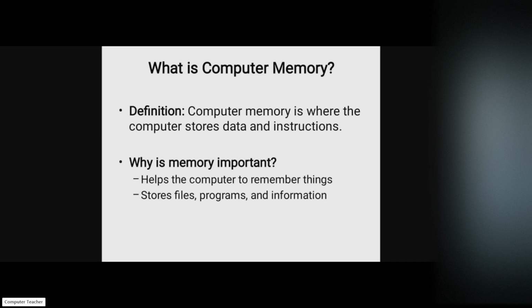Okay. Then we are moving to, why is memory important? It helps a computer to remember things. As I said earlier, it remembers things and stores files, programs, and information. Like when we have some pictures, we store them in our computer in a file format, like JPG format. Likewise, we store files, programs, and information. Okay, can we move on? Yes.